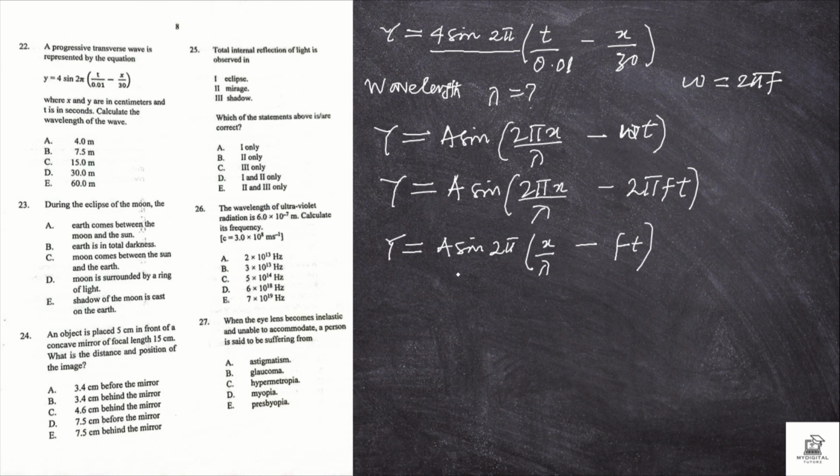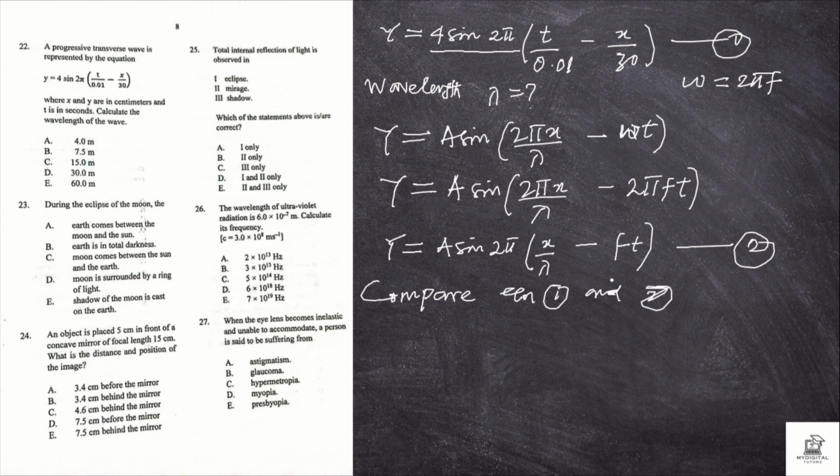Is that clear? So what we need to do now is to just compare the two equations. Let's call the given equation equation 1, and the general equation we just got, equation 2. So compare equation 1 and 2, as simple as ABC. From equation 1, you can see a is 4, sine 2 pi; equation 2, a sine 2 pi. This simply means the amplitude is equal to 4 here. Then you have sine 2 pi, sine 2 pi. Now we compare the one that has t with the one that has t here, which is this one. Is that clear?